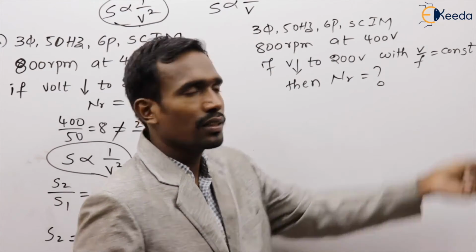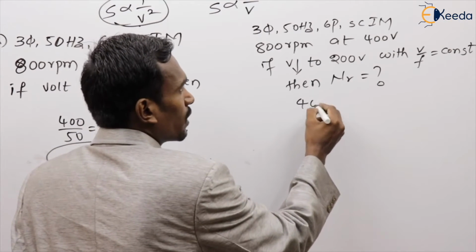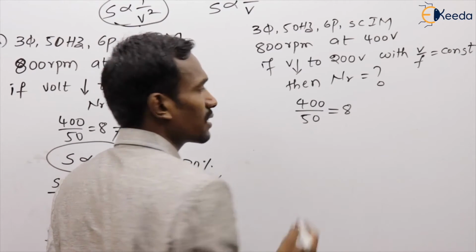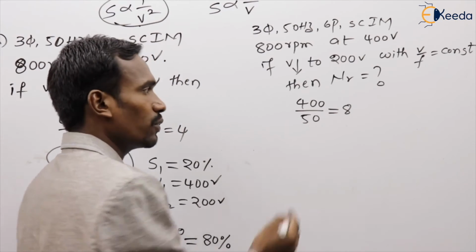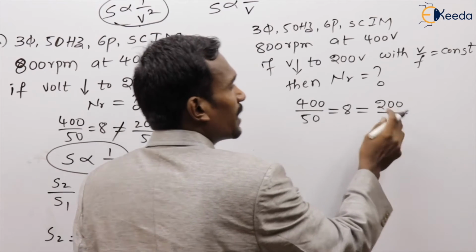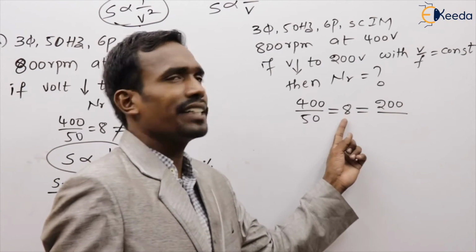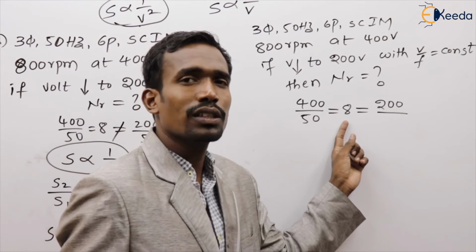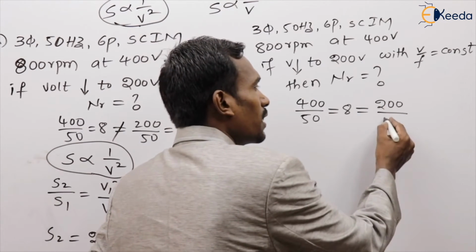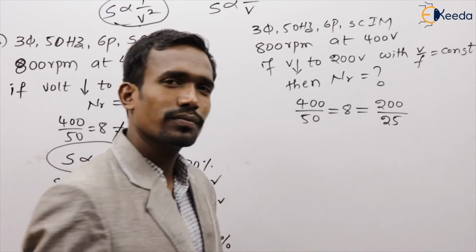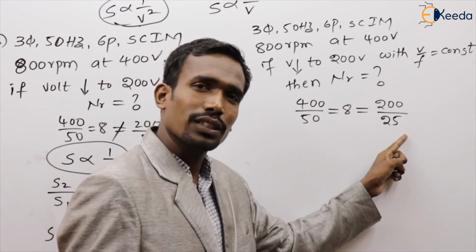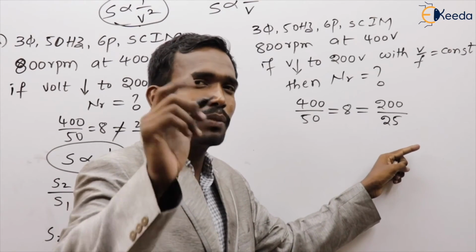Are you getting it or not? What is the first V? 400 volts. What is the first F? 50. What is the value? 8. What is the second voltage? 200 volts. What is the frequency to get 8? The ratio should be 8, so the frequency should be 25. If voltage reduces, frequency also reduces. I already gave you this common mistake.